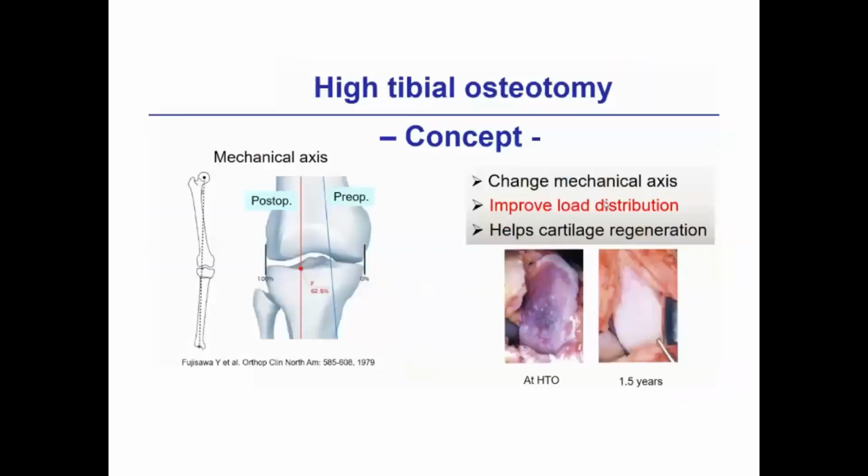So, what is the concept of tibial osteotomy? It is a change in the mechanical axis from medial to lateral, which improves the loading distribution and helps in cartilage regeneration. In this picture, the first pre-op picture shows the blue line, the line of mechanical axis, shifted from medial to lateral. The second picture, from the article, shows articular damage before HTO and at 1.5 years follow-up of HTO.